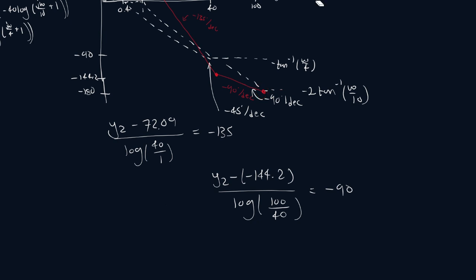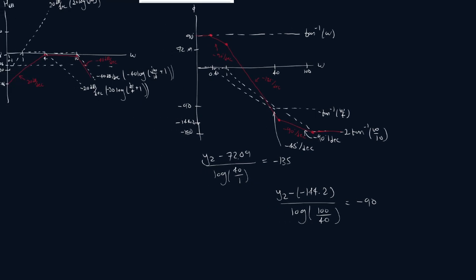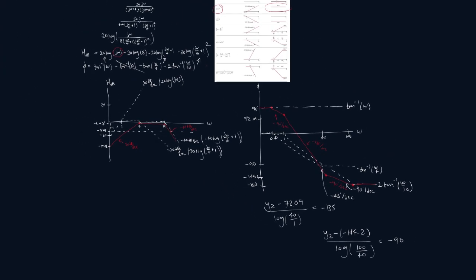So let me draw this properly. There we go. And that should be it. These are your two Bode plots. I'll just leave that arrow. Okay, there you go. These are your two Bode plots.